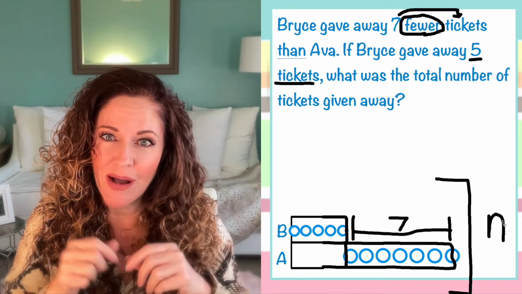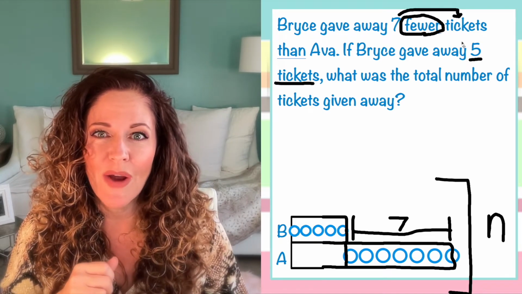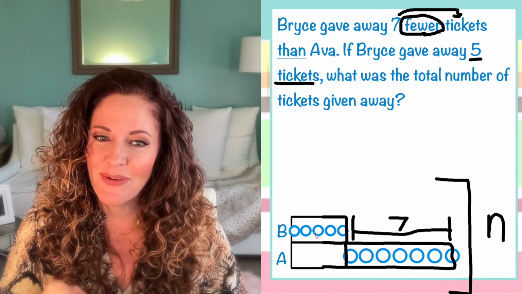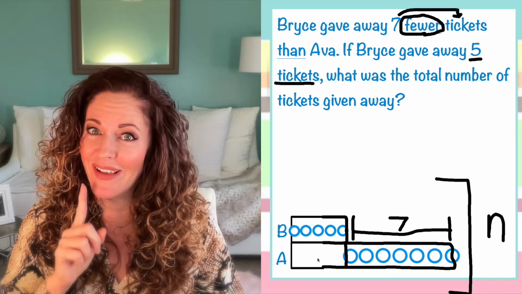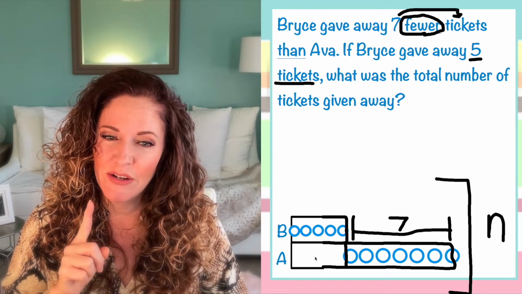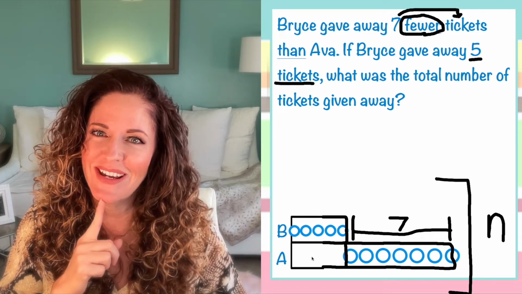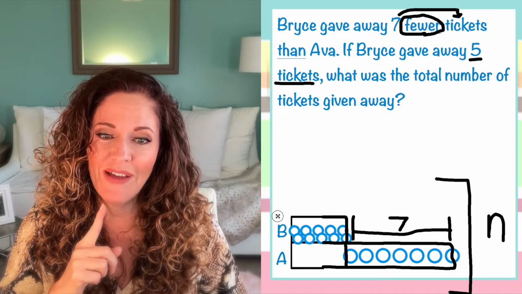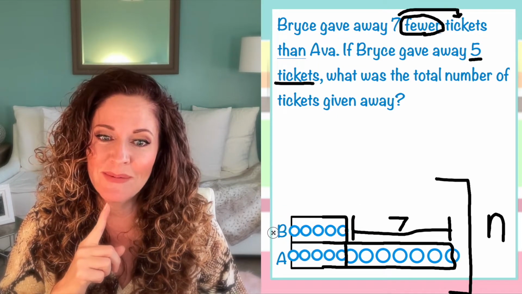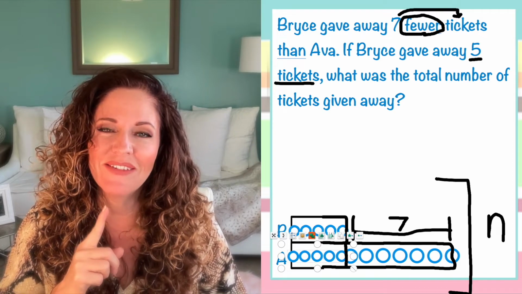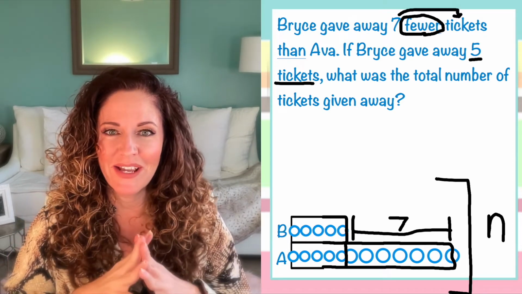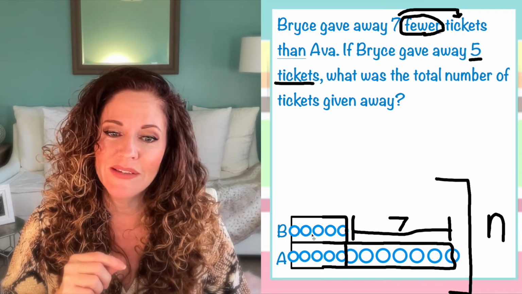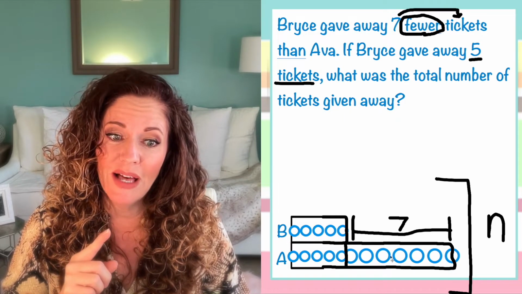I am missing a box for Ava. Well, if I know Bryce gave away 5 tickets, I know Ava must have given away that same number of tickets plus 7 extra. Then what actually belongs in this box right here? Another set of 5, because if Bryce sold 5, then that means Ava sold the same number of 5 plus 7 extra. Now I can combine all of that information.